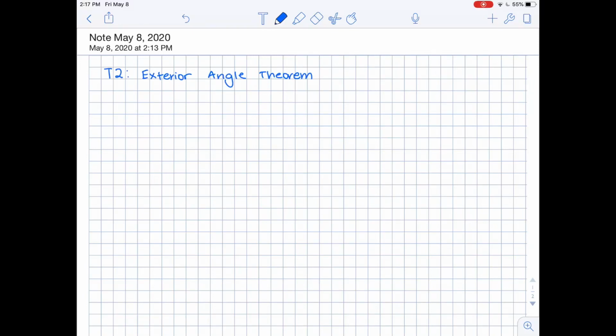Good morning. Today we are going to start section T2, the exterior angle theorem. We're going to continue with triangles, and today we're going to explore how we come up with this theorem and what this theorem is. Okay, so the exterior angle theorem. So we're going to start off with an image.